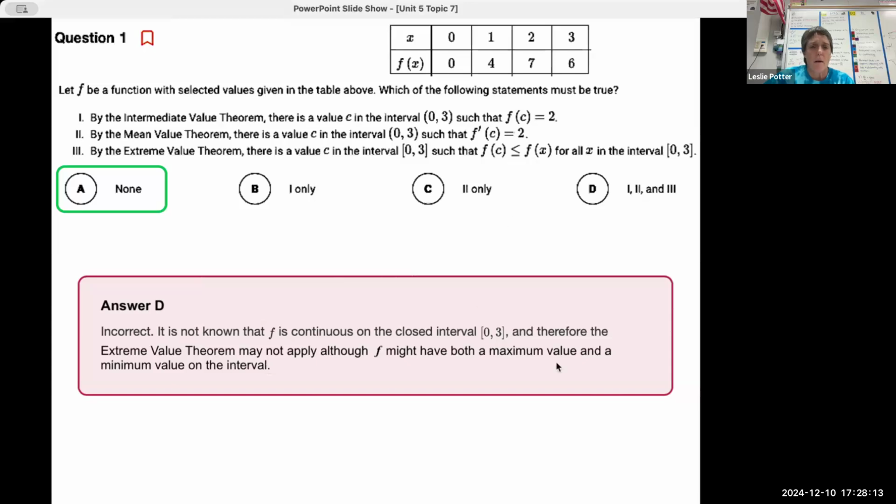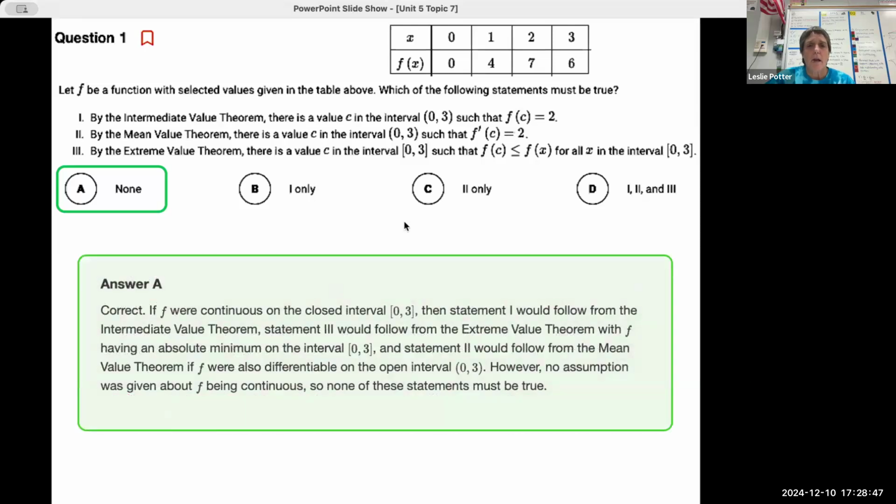Answer D is just all of them. So which one didn't we do? 3, the extreme value theorem. Same thing: from 0 to 3, we don't know if we have continuity. There must be some function value that is less than all other function values for an extreme minimum, or bigger for an extreme maximum. But again, we have no confirmation about the continuity, so we can't say that any of those statements must be true. So the answer again is A.